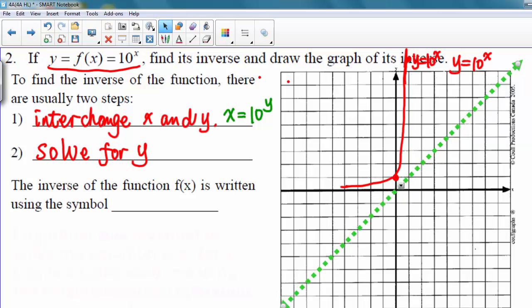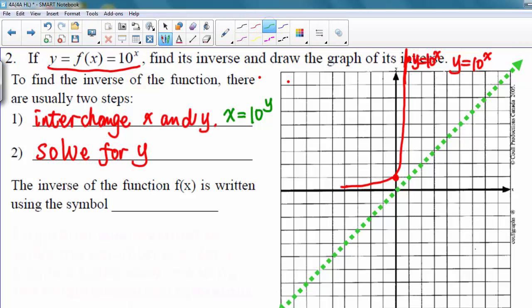So this is the y equals x line. We have already learned this one in Unit 2. If two functions are inverse to each other, they are reflected over the line y equals x, so its inverse should be a reflection image in the line y equals x.